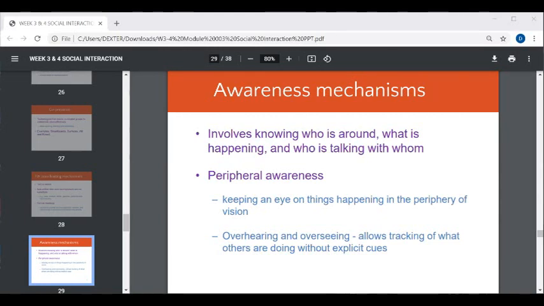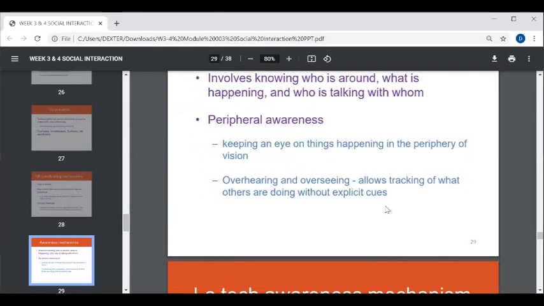All the while, we are having a conversation with someone else. The combination of direct observation and peripheral monitoring keeps people informed and updated of what's happening in the world. Okay, so that's the awareness mechanism.